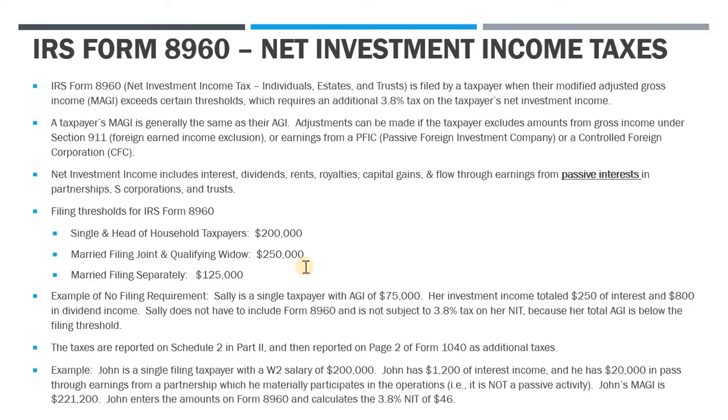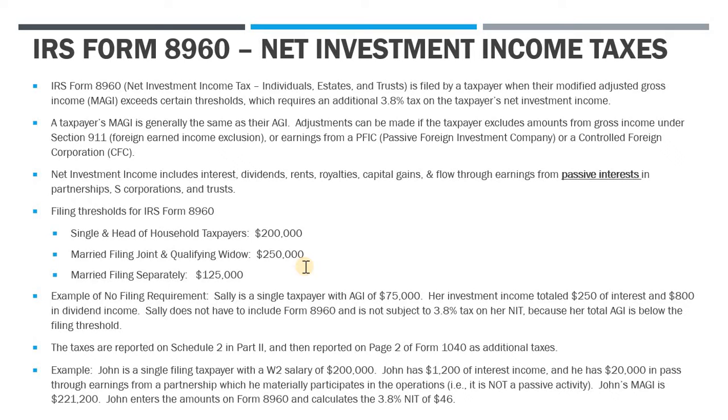So what is the NIT, the 8960? Who needs to file it? Well, Form 8960, the net investment income tax, is filed by taxpayers when their modified AGI or modified adjusted gross income exceeds certain thresholds. And so if you're a high income taxpayer and your income is above these thresholds, then you have to pay an additional 3.8% tax on your net investment income.